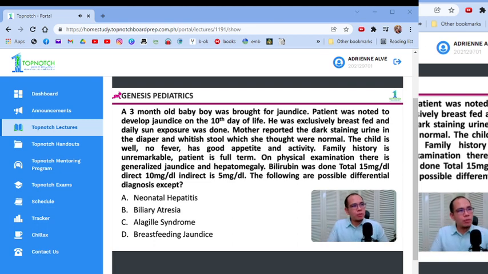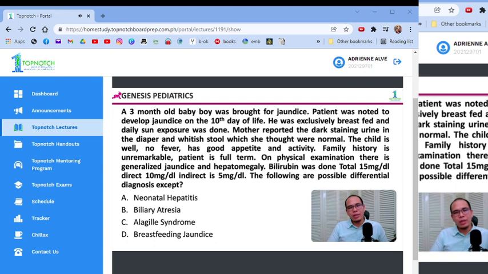Okay, next case, you have a 3-month-old baby boy who was brought in for jaundice. Okay, so if you have a patient with jaundice, dapat automatic may line of thinking ka na, may flow of thought ka na. So, ang unang tanong dyan, is this physiologic jaundice, lalo sa mga newborn, or is this pathologic? Okay, he developed jaundice on the 10th day of life, so medyo late na siya nag-develop. Exclusively breastfed, and pinaparawan naman daw siya ng mga mother. Okay, so mother reported dark stain in urine, okay, and whitish stool, which she thought were normal.